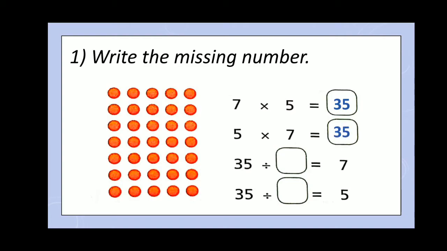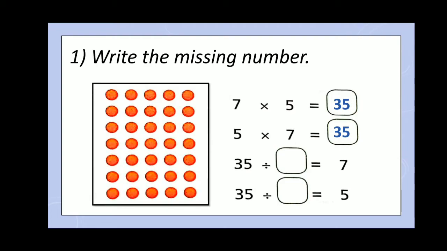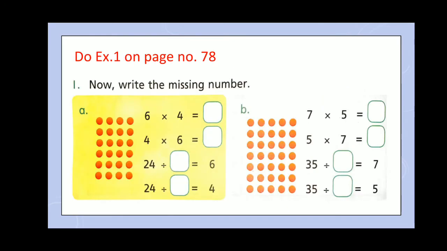Now as you know that division is the opposite of multiplication, when we divide 35 by 5, the answer will be 7. And when you divide 35 by 7, the answer will be 5. Now open page number 78 and do Exercise 1. Write the missing numbers. Complete all the parts in the book.